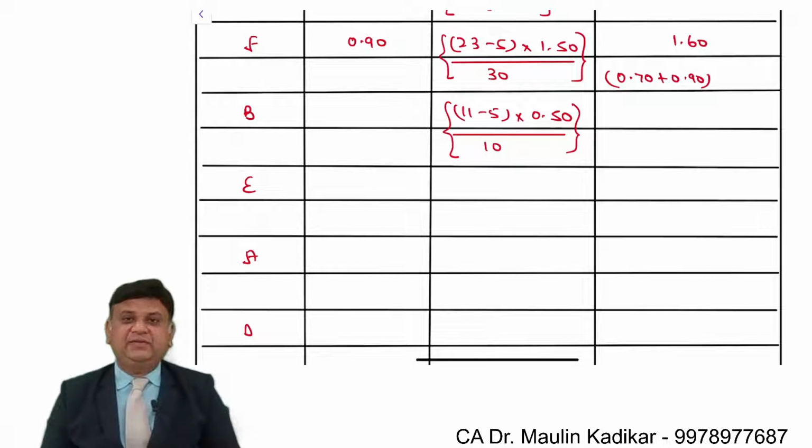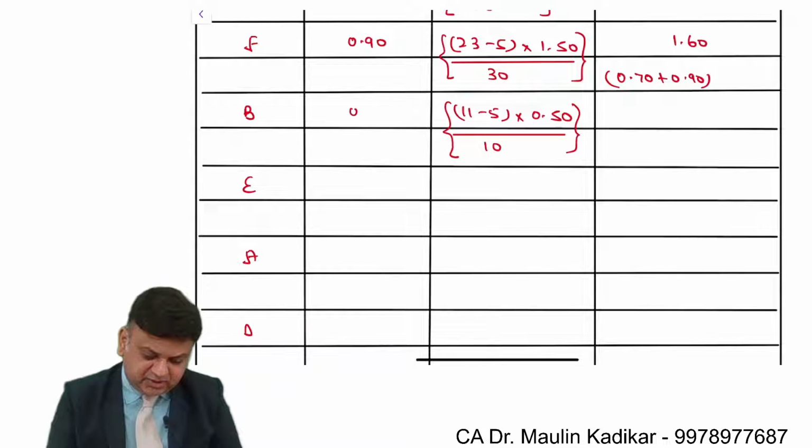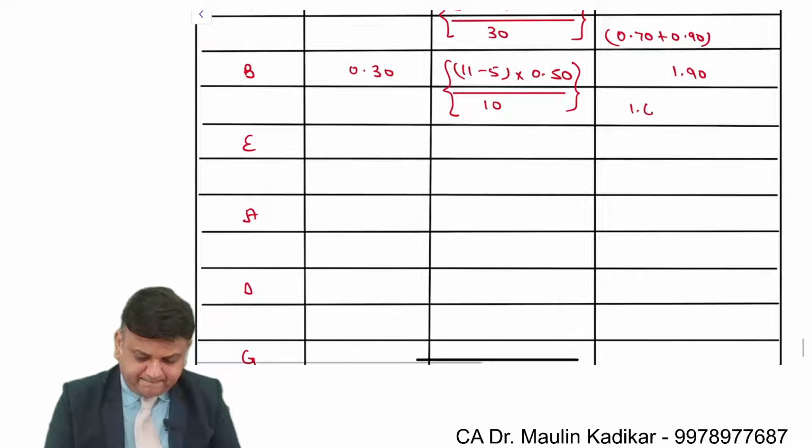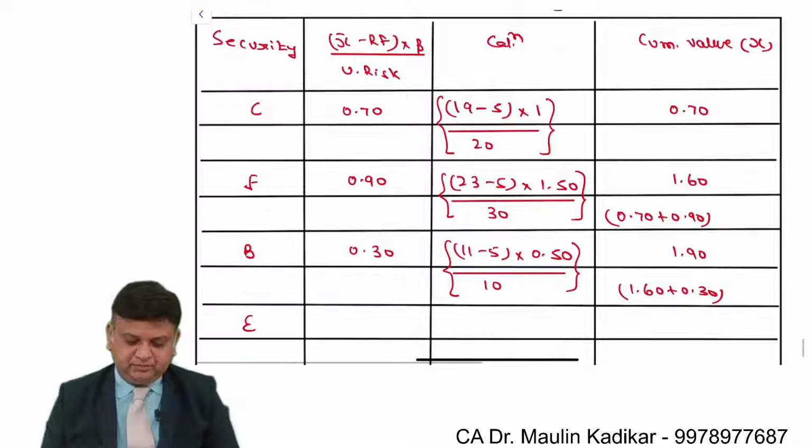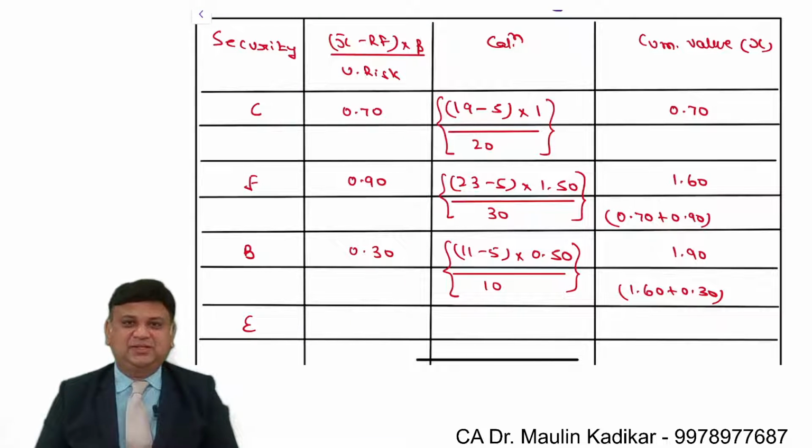So 11 minus 5 is 6. 6 into 0.5 is 3. 3 divided by 10 is 0.30. Cumulative value is 1.90. 1.6 plus 0.30. This is the way we are required to do the answer.